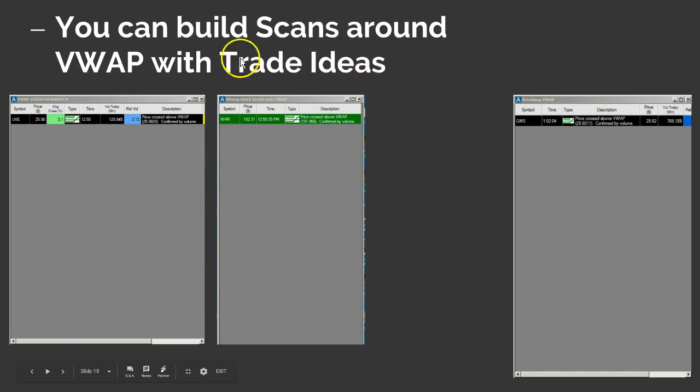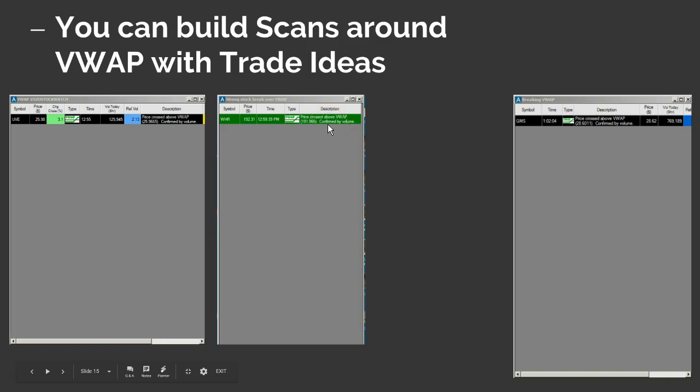You can build scans around VWAP with Trade Ideas. Here's a VWAP scan, and then there's a strong stock break over VWAP scan that I use, and breaking VWAP is another one that I use. So there are 3 scans that I have based on Trade Ideas and VWAP. All right, so with VWAP, you can also build your scans.